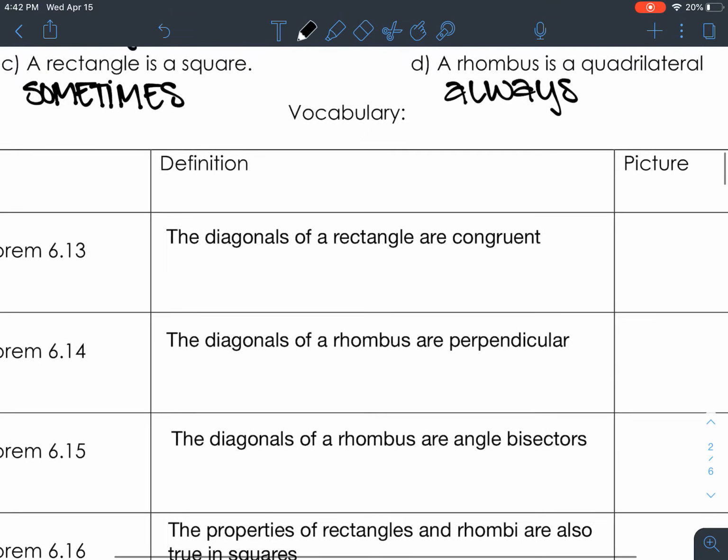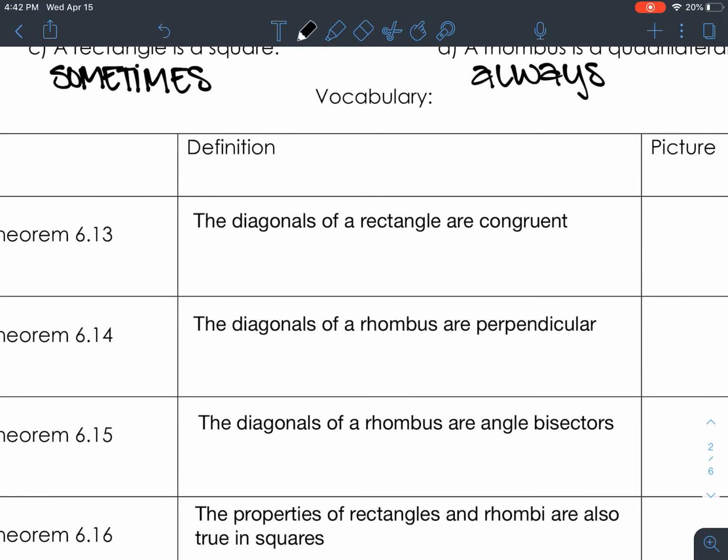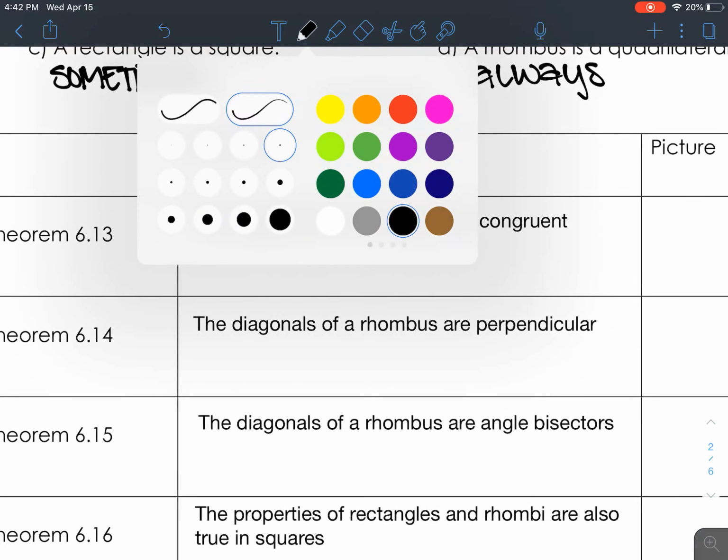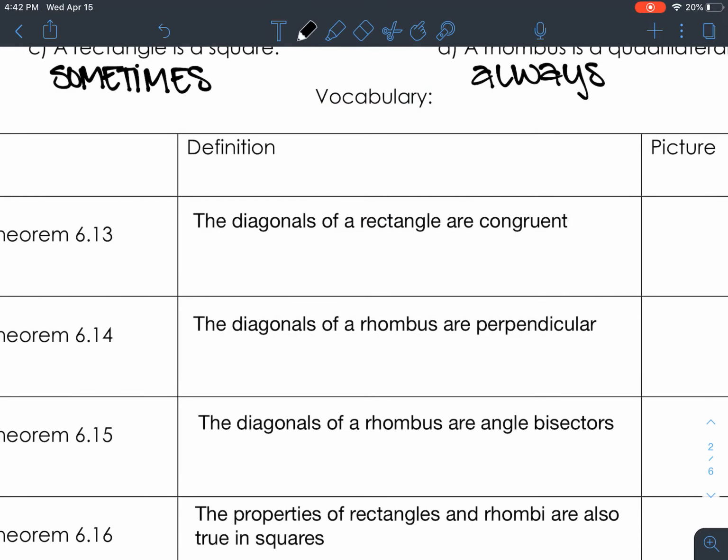Okay, so we're now talking about even more properties of these special parallelograms, and most of them deal with the diagonals. If we look at theorem 6.13, you don't have to memorize what theorem goes with what property, you just have to know the properties. The first one says that the diagonals of a rectangle are congruent.